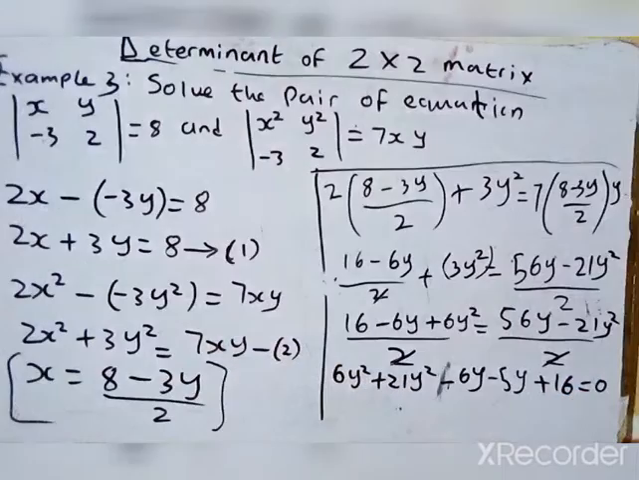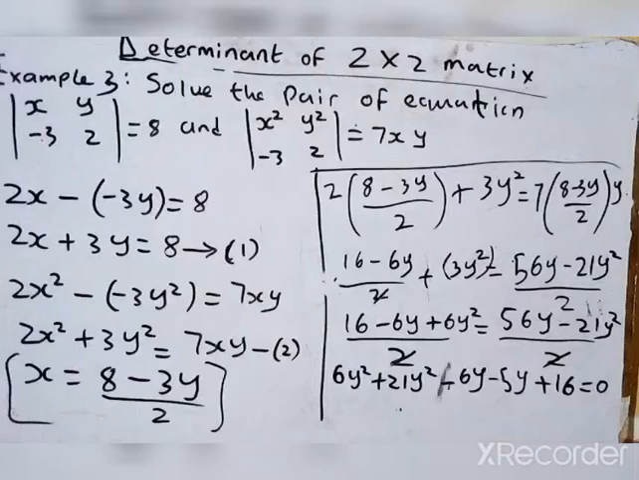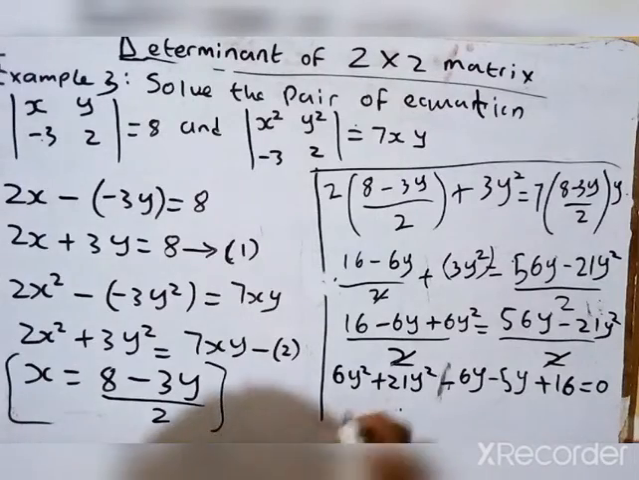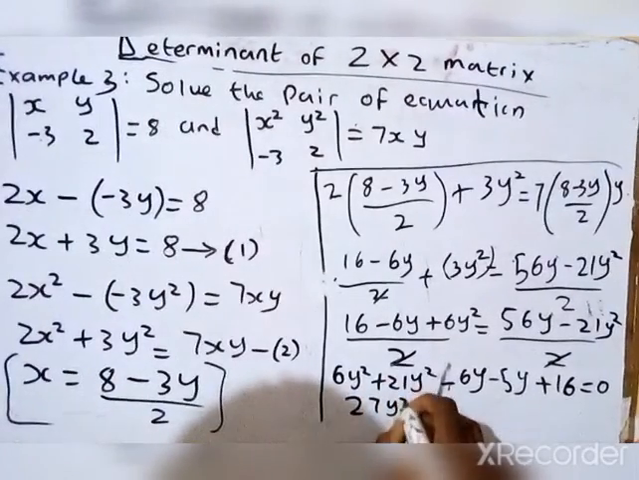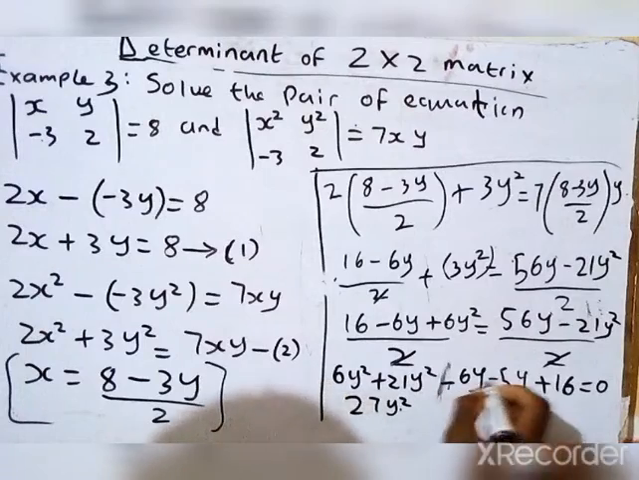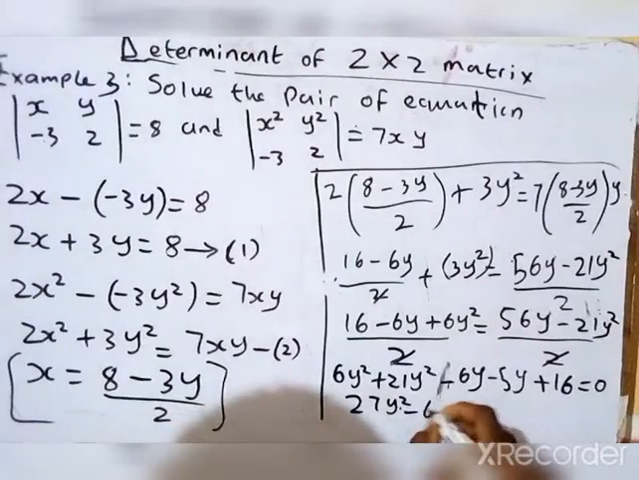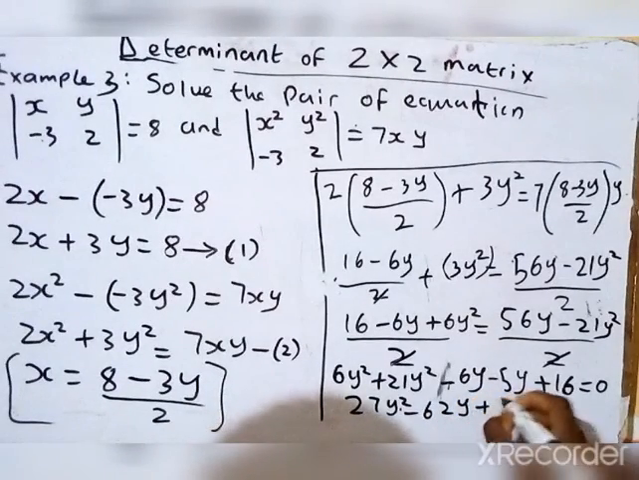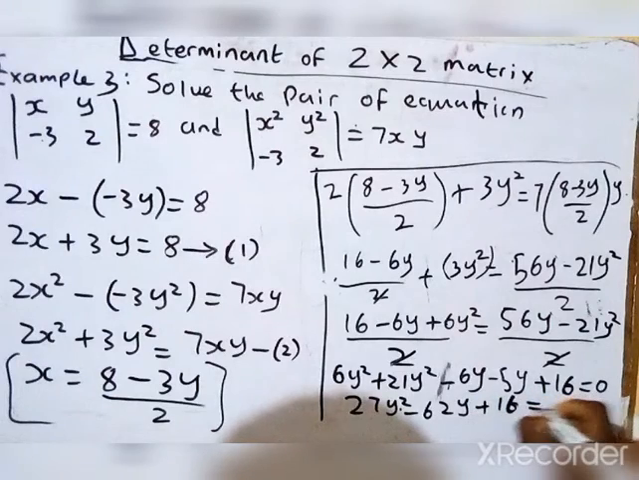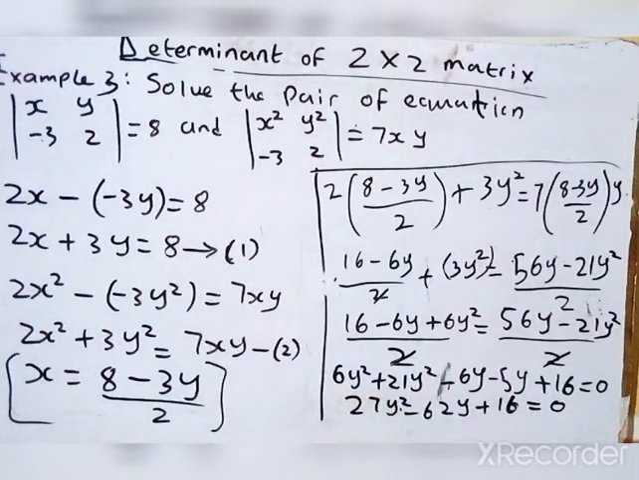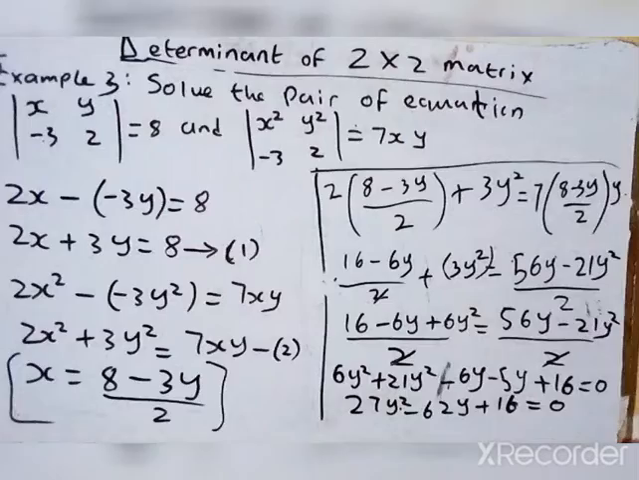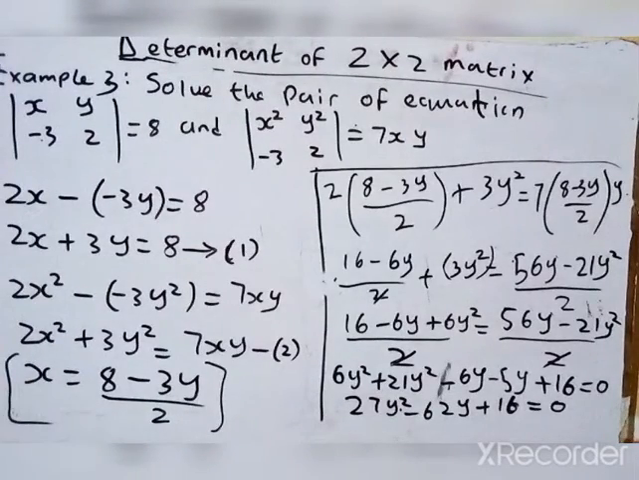So this will be leading us to a quadratic equation. So we have 27y square minus 62y plus 16. So we solve this quadratically, we get to an answer for y. After getting the answer for y, we substitute the value here to get x also.